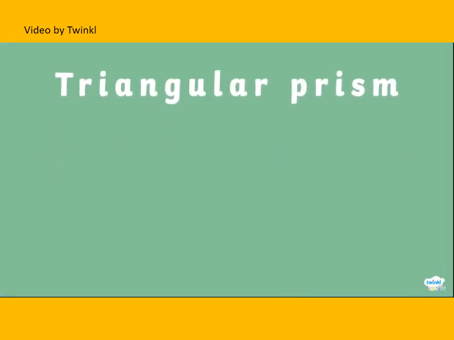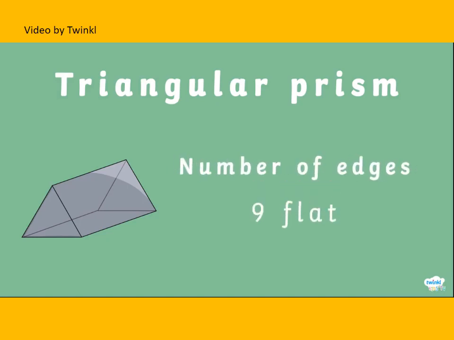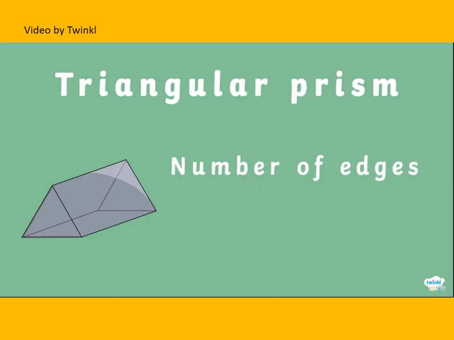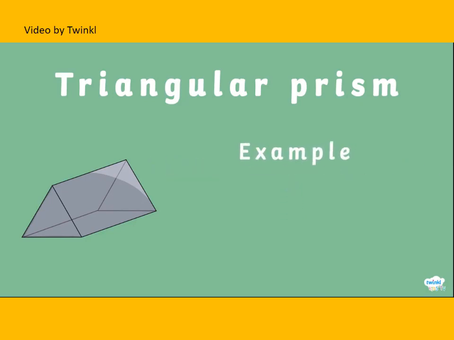Next up is a triangular prism. This shape has 5 flat faces. It also has 9 flat edges. The number of vertices this 3D shape has is 6. A tent is an example of a triangular prism.